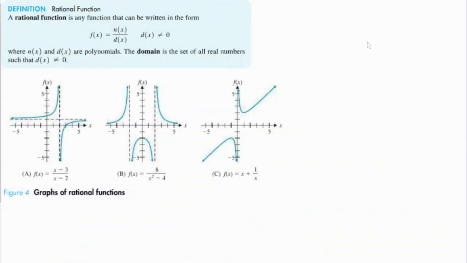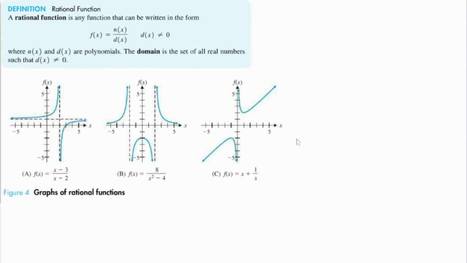So the next slide introduces us to rational functions. A rational function is any function that can be written in the form f of x equals n of x over d of x, where both n of x and d of x are polynomials. The domain is a set of real numbers such that the denominator d of x is not equal to 0.